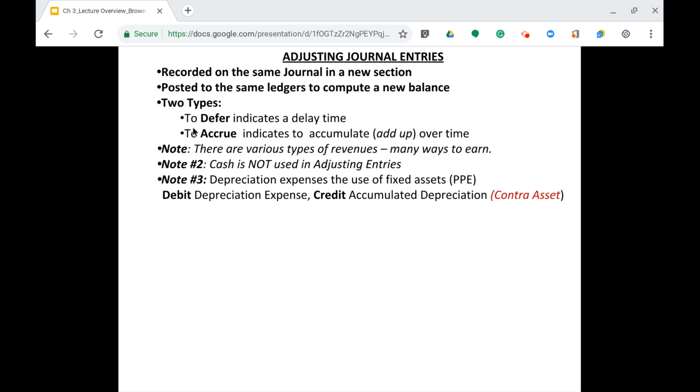Accumulate is accrue. In other words, it adds up over time, just like you accrued revenues and you accrued expenses. Over time, you will do that. There are three notes here. Note number 1.